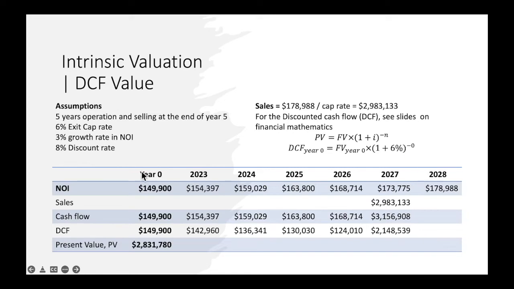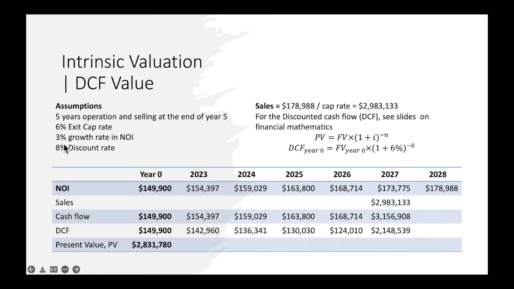So we assume that we're going to operate the building for 5 years and sell it at the end of 5 years. When selling the property, we're going to assume that the property is sold at a 6% cap rate. That's what we call the exit cap rate. You already know what cap rate means.